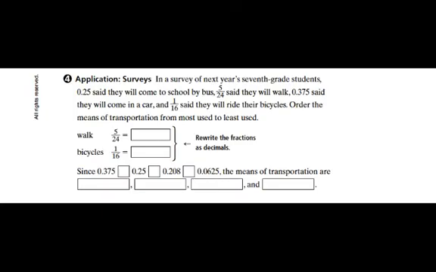Let's try example number 4. In a survey of next year's 7th grade students, 2,500 said they will come to school by bus. 524 said they will walk. 375,000 said they will come in a car. And 1/16 said they will ride their bicycle. Order the means of transportation from most used to least used.